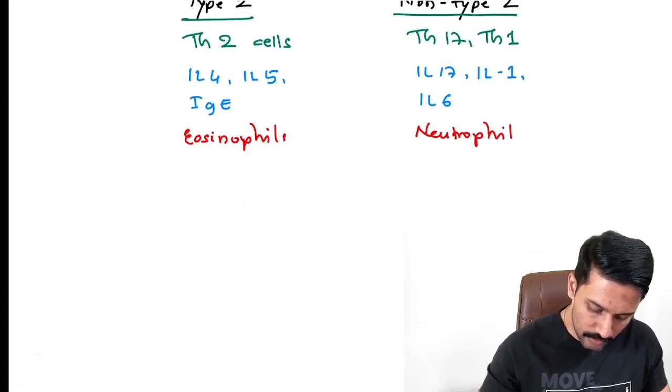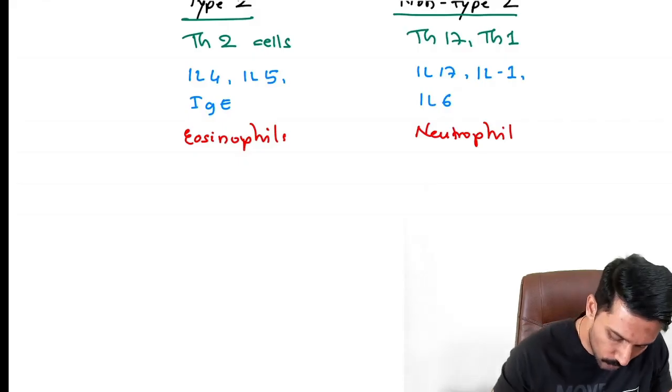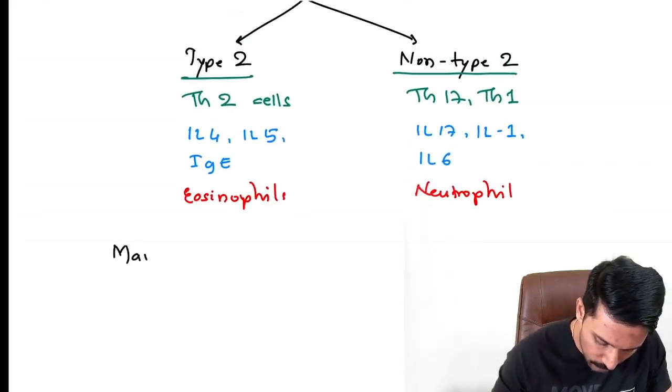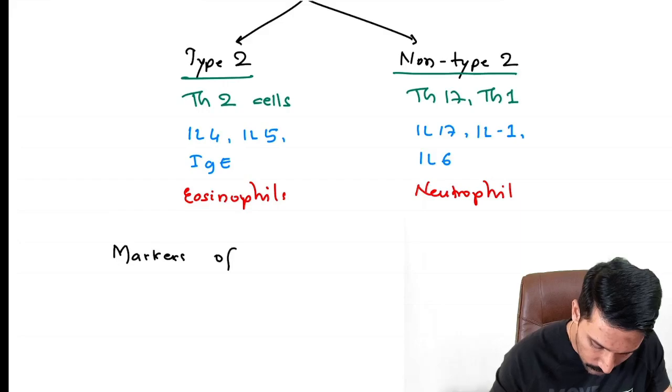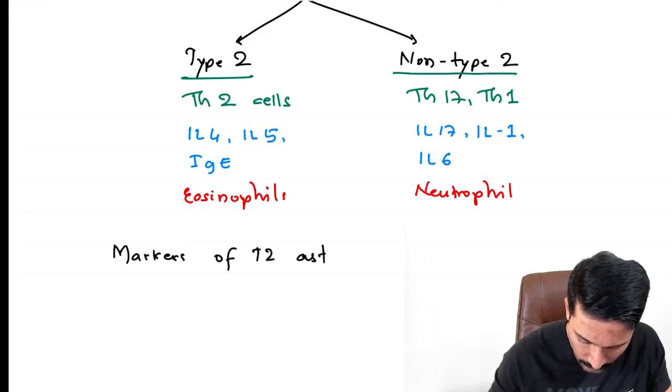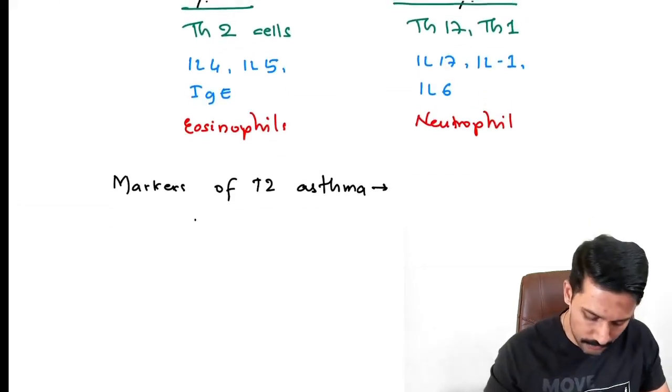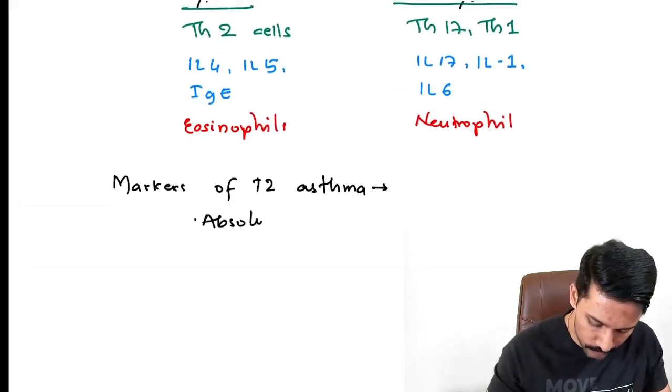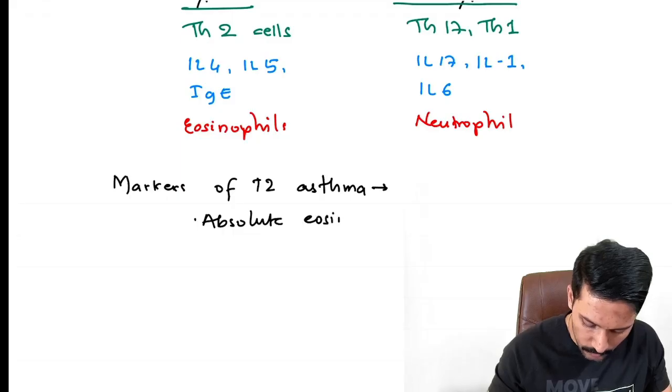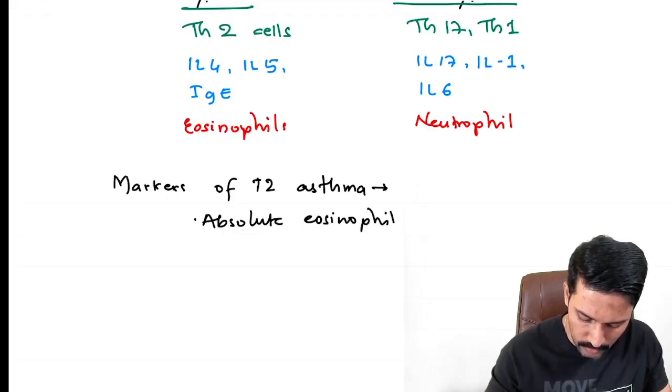And what are the markers of this type 2 asthma? Number one, you should remember the markers of type 2 asthma. Easy, cost effective is absolute eosinophil count. The higher the eosinophil count, the greater the chance that it is type 2 asthma.